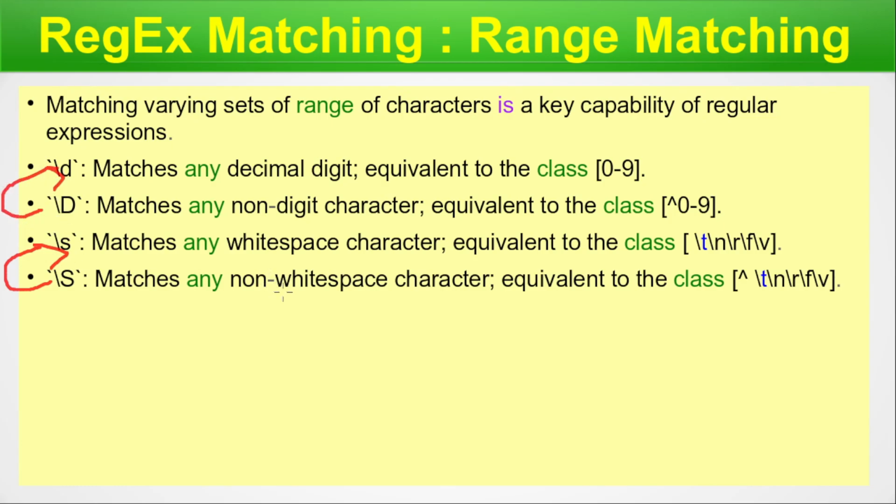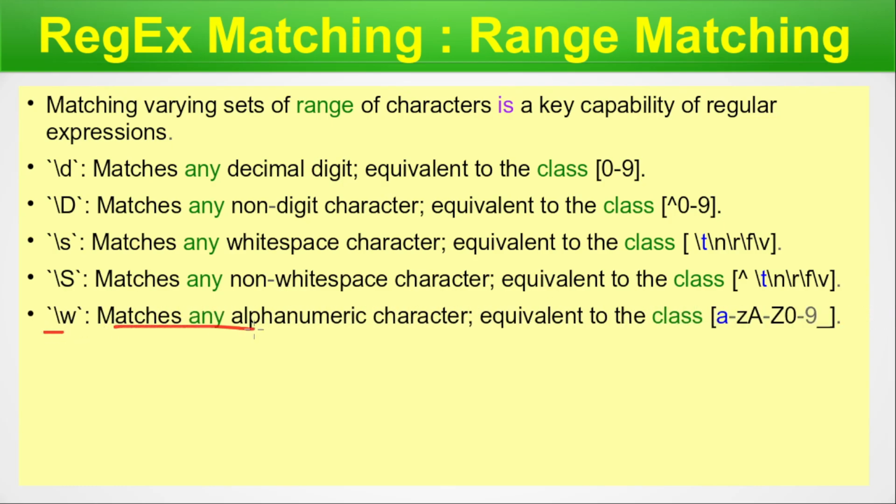That means we have a completely opposite set of matching. That means in the range matching. \w matches any alphanumeric character, equivalent to this, that is a to small z, that means small a to small z, capital A to capital Z, and 0 to 9. So if any combinations of this, \w will match that.